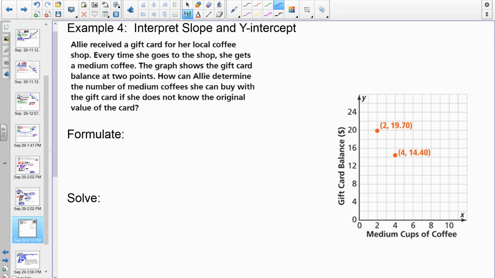How can Allie determine the number of medium coffees she can buy with the gift card if she does not know the original value of the card?